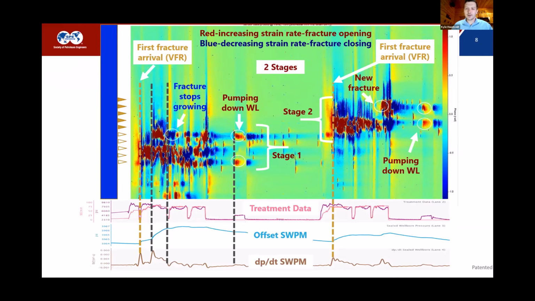Jumping to the next stage, very similar story. First fracture arrival on strain shows a clear indication on the sealed wellbore. Second arrival later in the stage, we see a second inflection. And again, the wireline pump down shows up both on strain and on the sealed wellbore. So this was the aha. We were excited. We believed what the pressure was telling us, and we knew that this was a pathway to a lower cost, more scalable solution to monitor far field fracture growth.